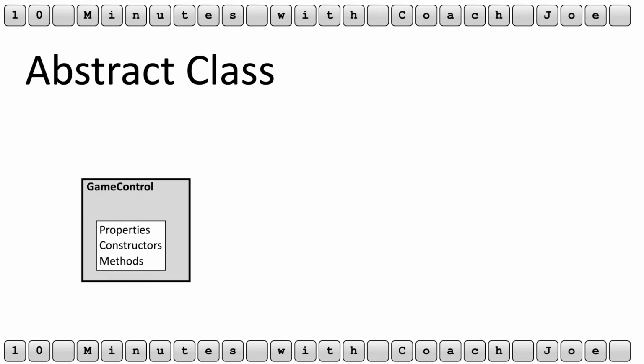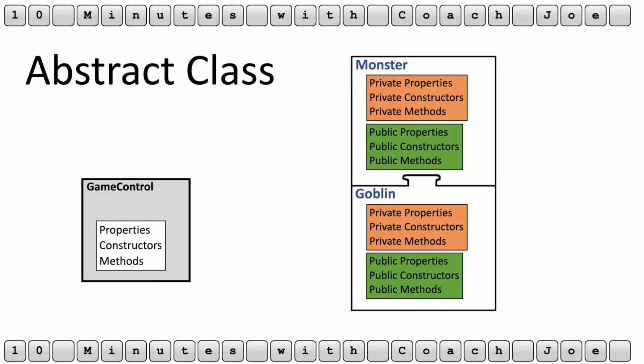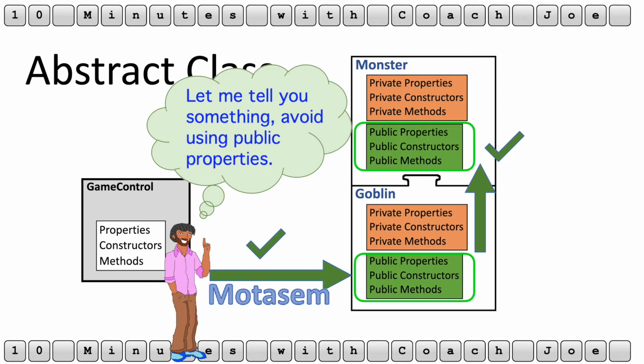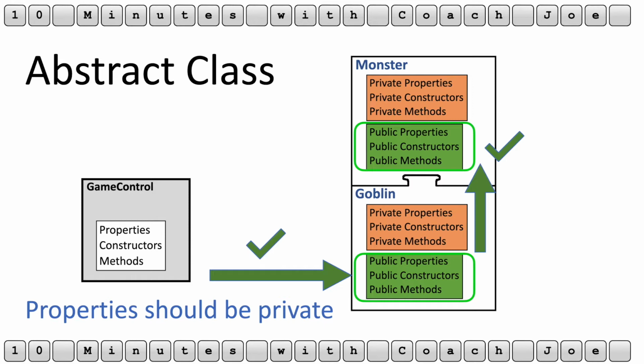Let's imagine there's a GameControl class that can instantiate the Goblin child class. It can access all the public properties and methods of the Goblin child class. And it can access all the public properties and methods of the abstract Monster parent class. It is encouraged to avoid the use of public properties. However, if there were public properties, the GameControl class would have access to those values.